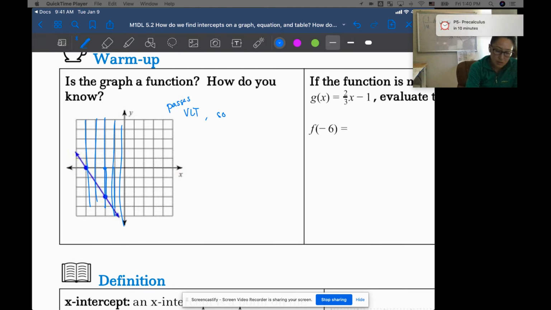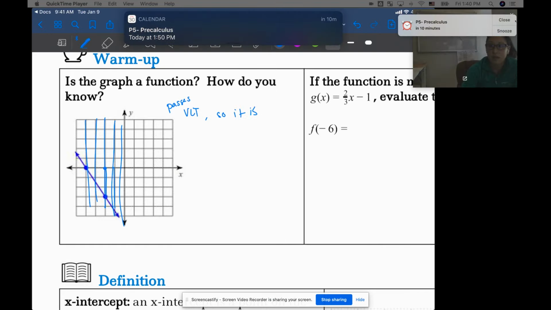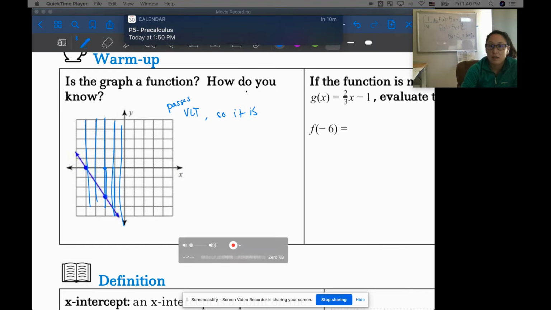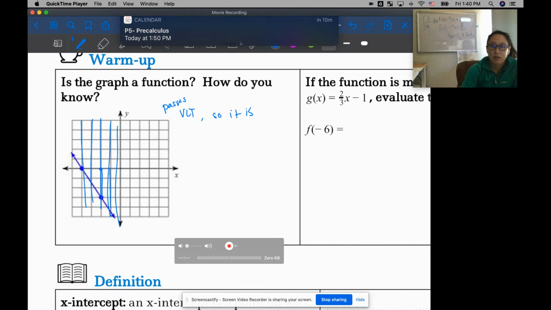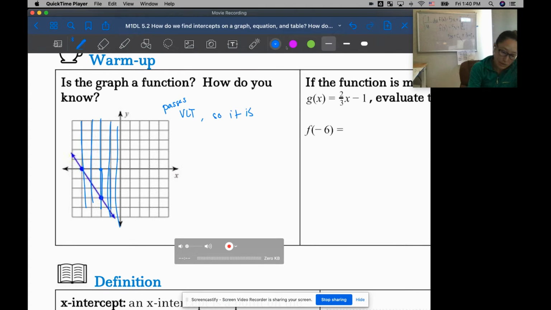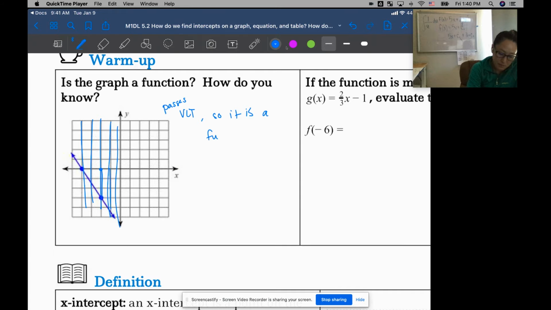So it is, we start class in 10 minutes. Thank you, computer. Oh, I don't know how to get rid of that. Oh, that's my iPad. Okay, so it is a function.